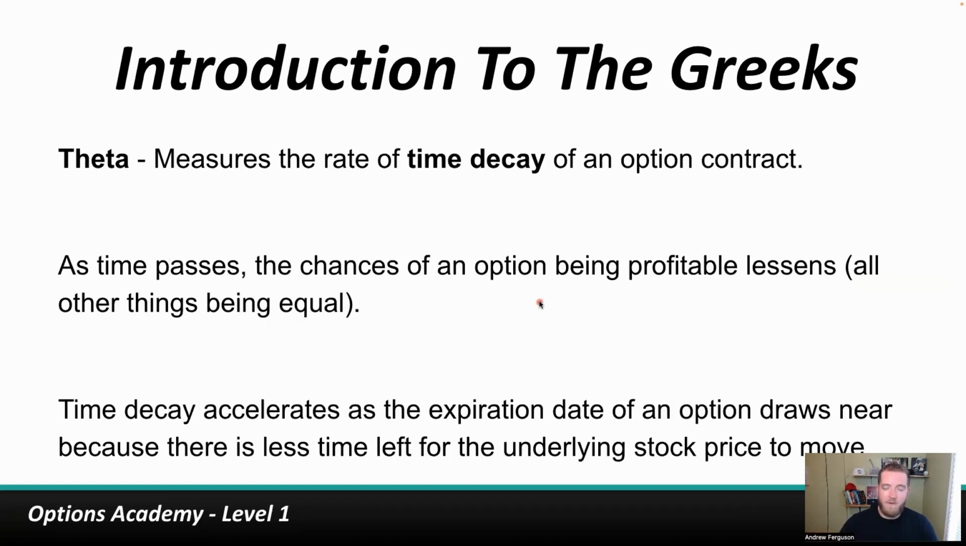Theta, our big Greek number 2, it is time decay. It is all driven by the expiration date that you select for your options trading. And as time passes, right, the chances of an option being profitable lessens as long as everything else remains equal. So we can see that time decay really accelerates as the expiration date of an options contract draws near, because there's just less time left in the game for your position or the stock price you're looking at to do what it needs to do.